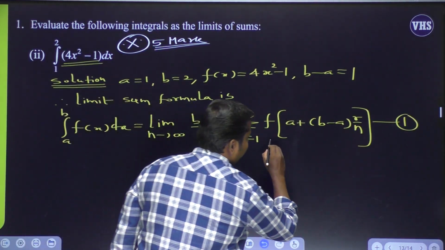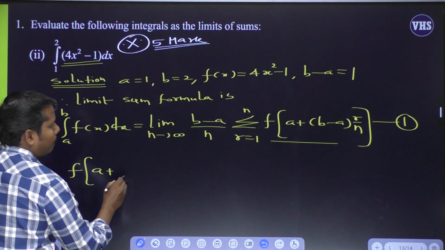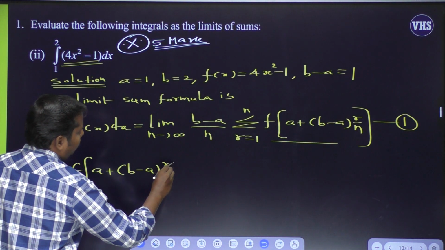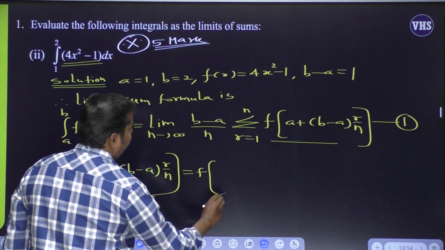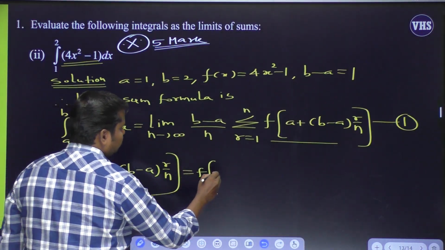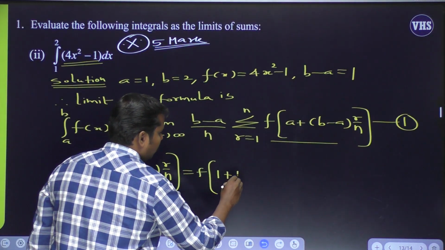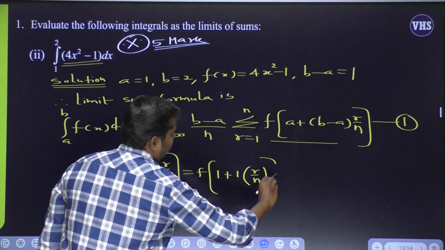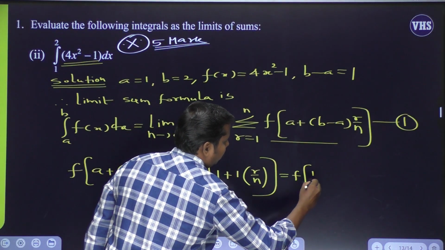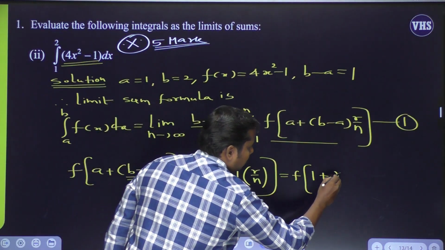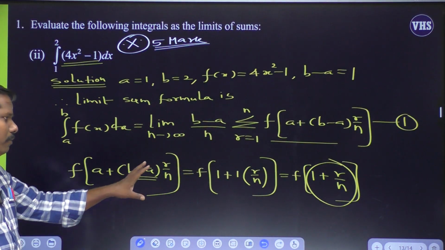Now let us consider this part as usual. So f of a plus b minus a into r by n is nothing but f of a. What is our a value? 1, plus b minus a. What is our b minus a? That is also 1, into r by n. Close it up. So this is nothing but f of 1 plus 1 into r by n. This is our x, f of x.